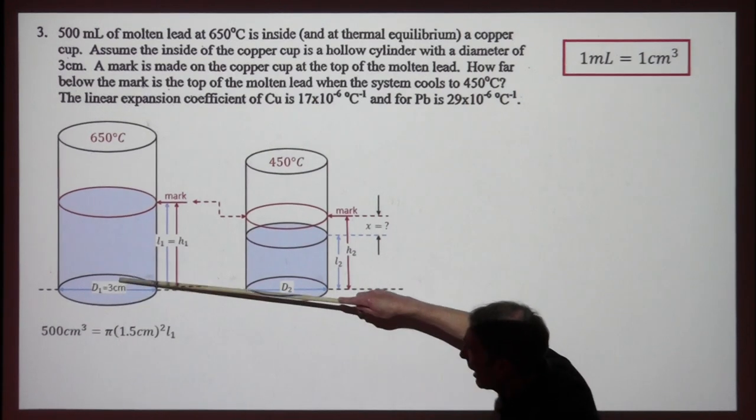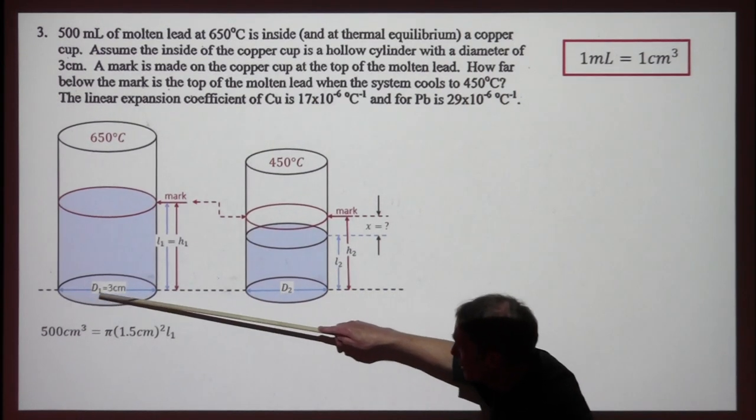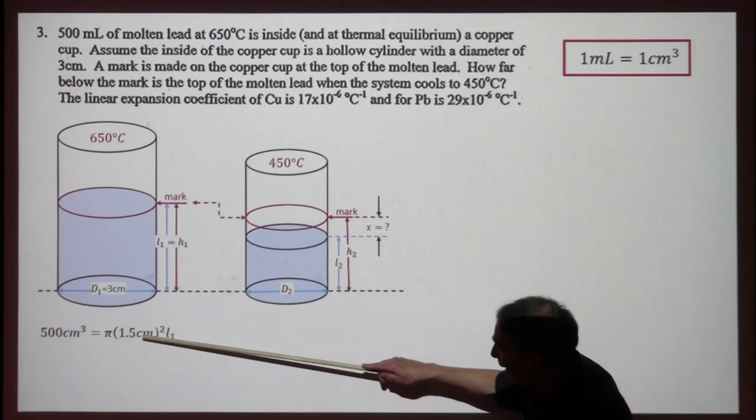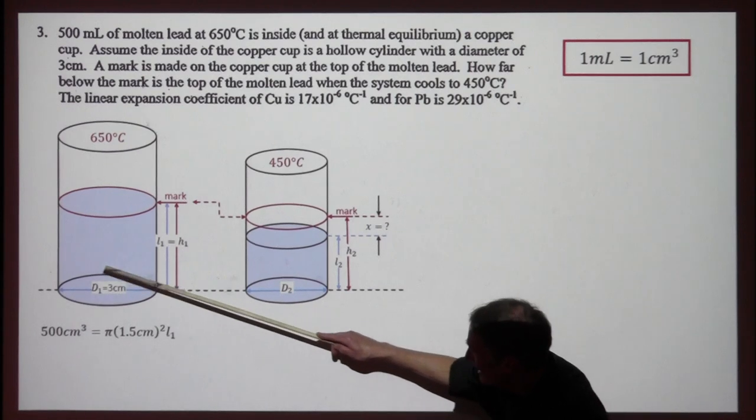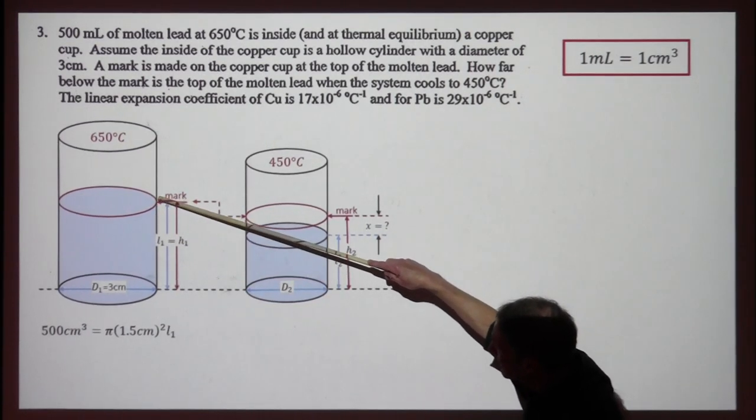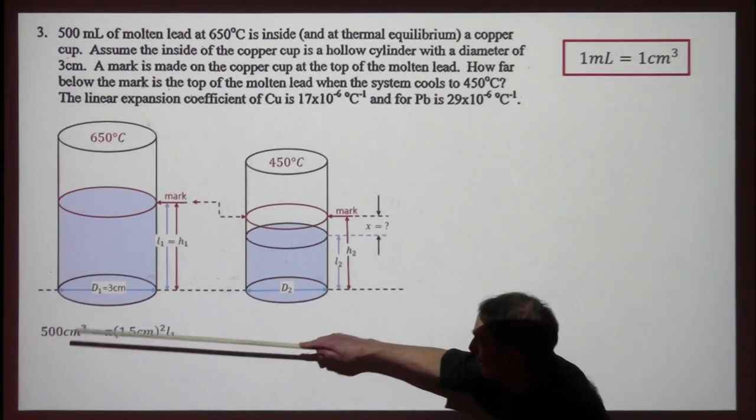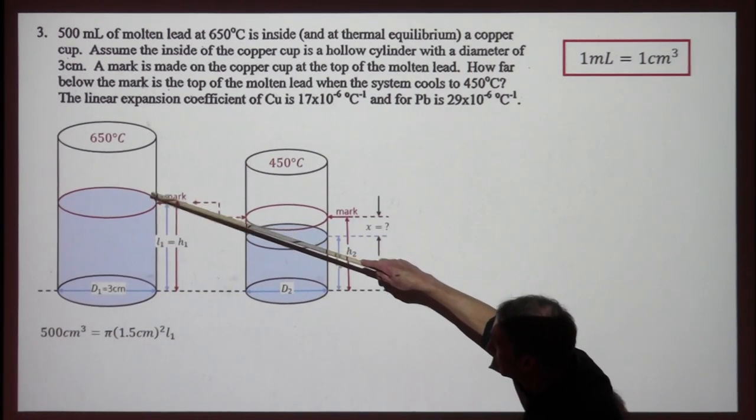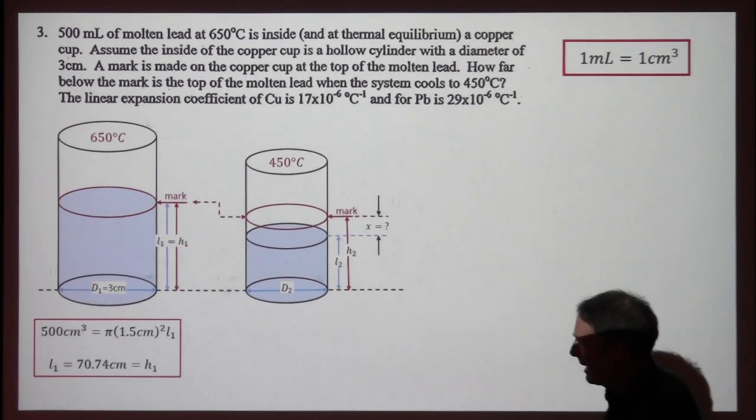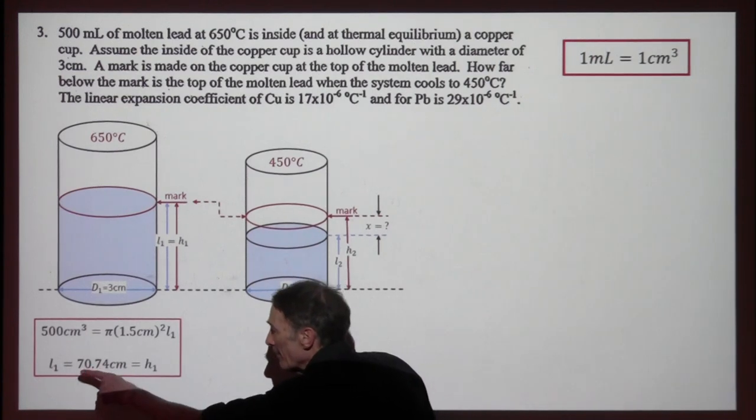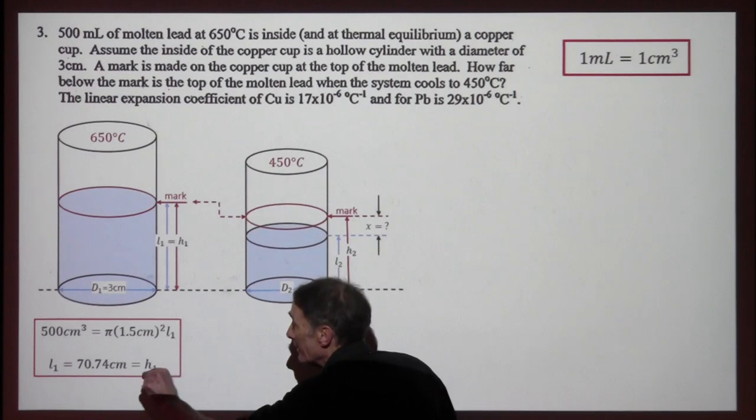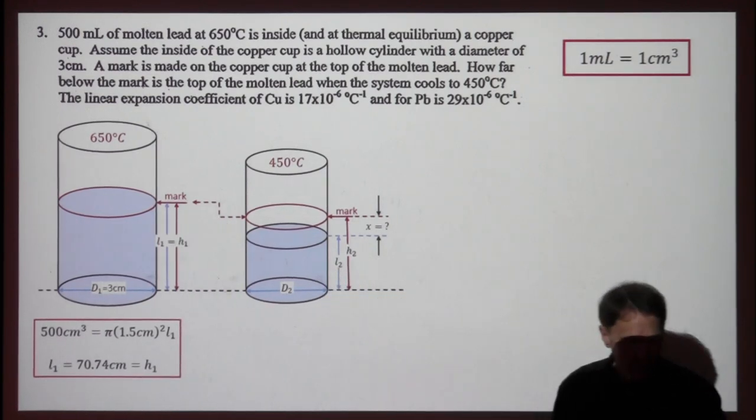I want to figure out how high it goes up in this cup. Originally at 3 centimeters in diameter, of course, take the 3 divided by 2. Pi r squared is the cross-sectional area here, times L1, which is going to be the height of the lead. That's how much 500 cubic centimeters should come up. We can do a little quick math here. That would be 70.74 centimeters, the height of the lead. And that's also going to be the height of the mark, since we're going to mark it.